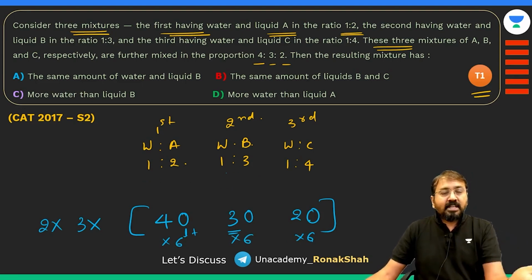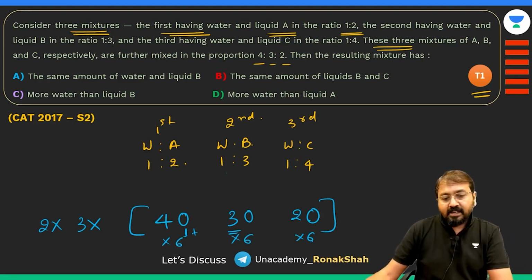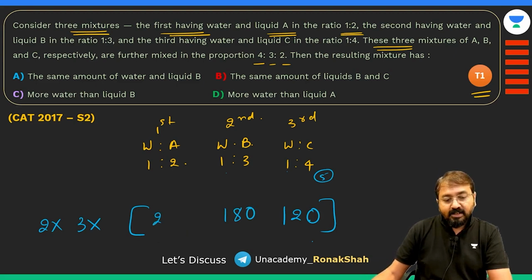We are using basically the concept of LCM over here, and this 1:4, that means total is 5. So we should be able to divide this quantity in 5 parts. Yes, if I take 120 liters over here, it can be divided in 5 parts. Similarly, this will become 180 liters and this will become 240 liters. I really hope all of you have understood how I have come up with these quantities, right?